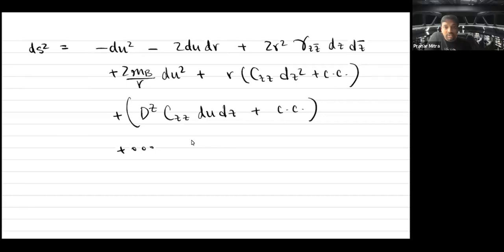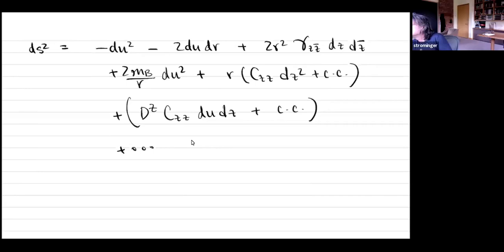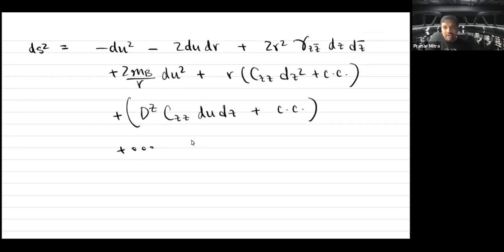Okay, so what are the residual set of diffeomorphisms which I can do on this metric so as to leave the form of this metric invariant? That's the crucial part. And what does it mean for the form to remain invariant? Things that are identically 0 have to remain identically 0. Which basically means that the Lie derivative of G_RR has to be 0.